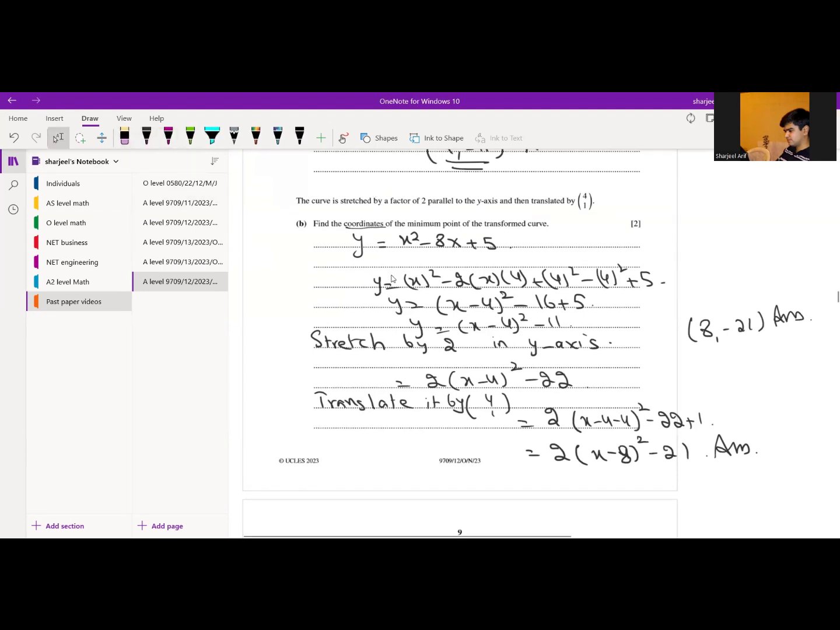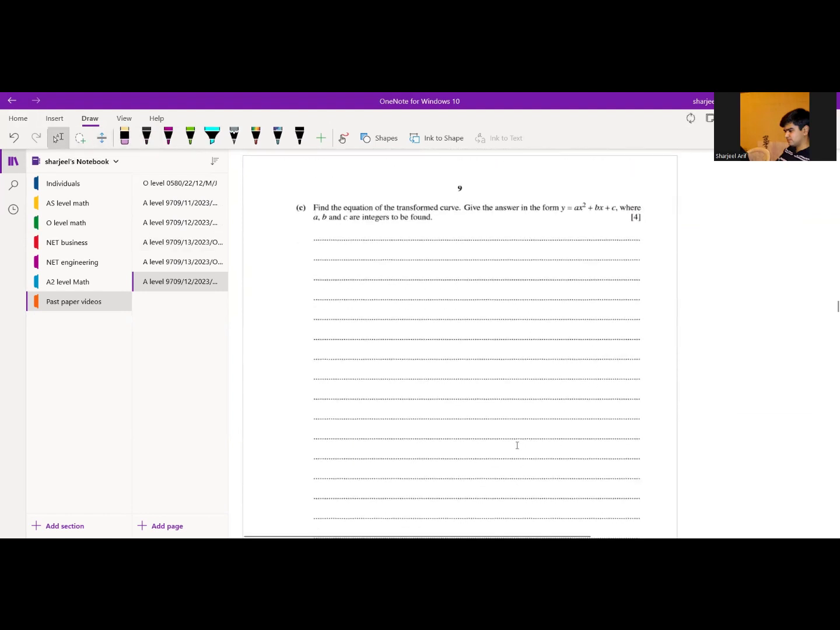Let me erase this part. Okay. For part C, find the equation of the transformed curve given your answer in this format: a x square plus b x plus c. So we just have to expand the answer from the previous part.